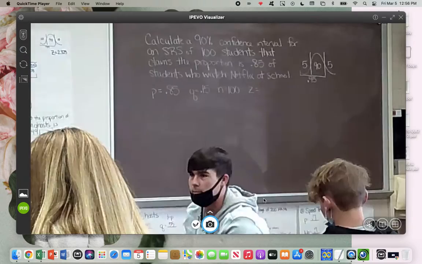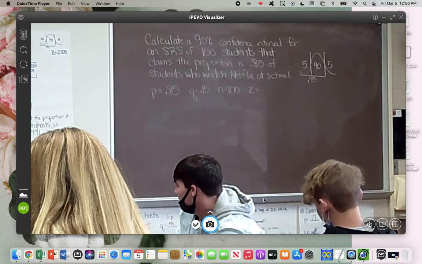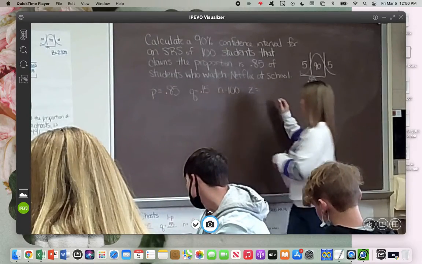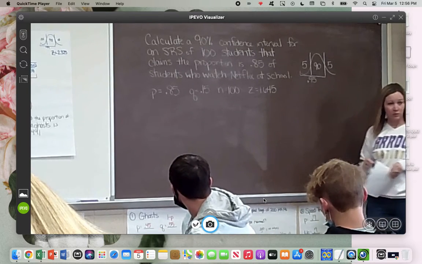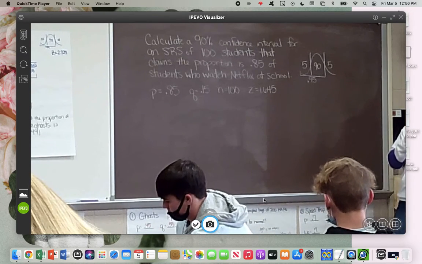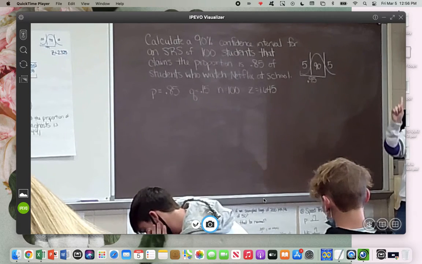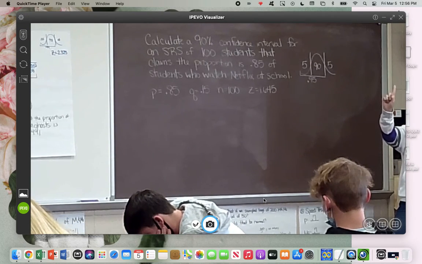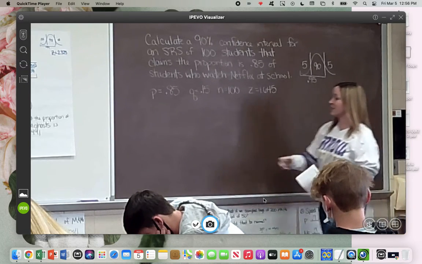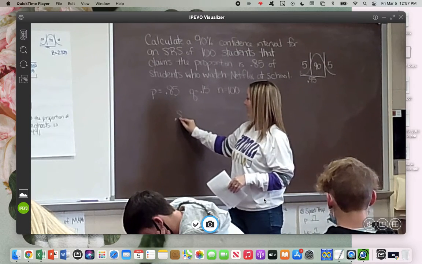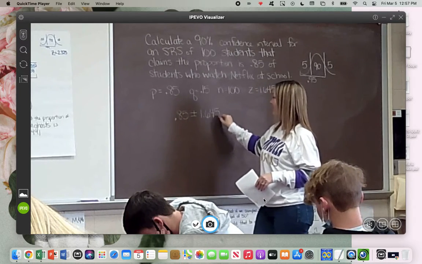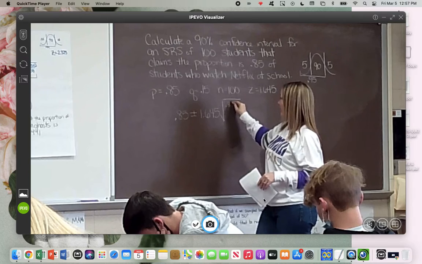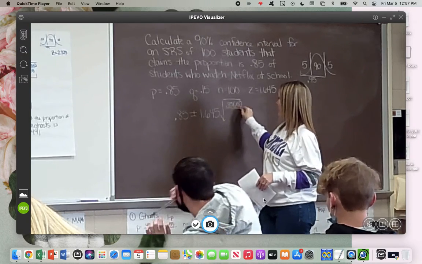All right. So you guys tell me, what is my z-value? Because on the table, the two numbers that 0.95 is really close to, it's in between. 1.64 is a little less, 1.65 is a little over, 1.645 is the middle. So now let's plug this in. 0.85 plus or minus 1.645, then in my square root, 0.85 times 0.15 divided by 100.